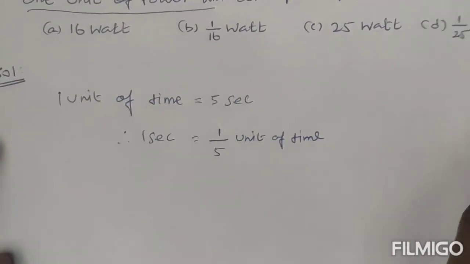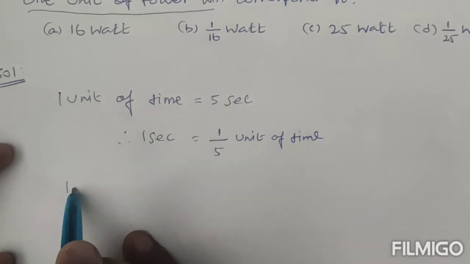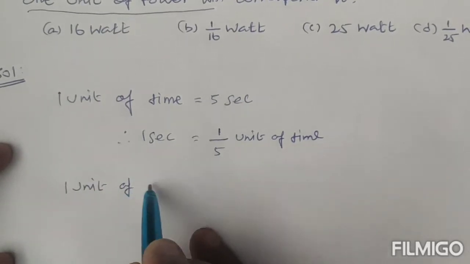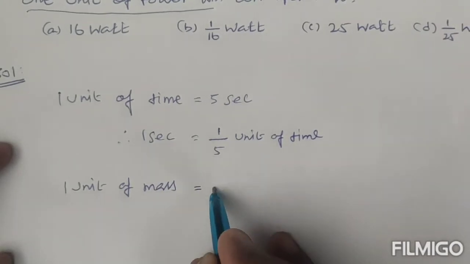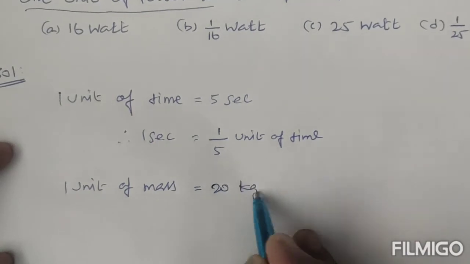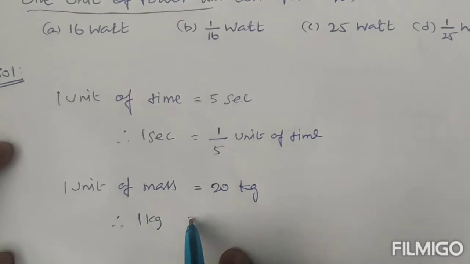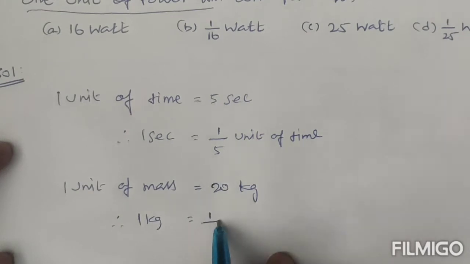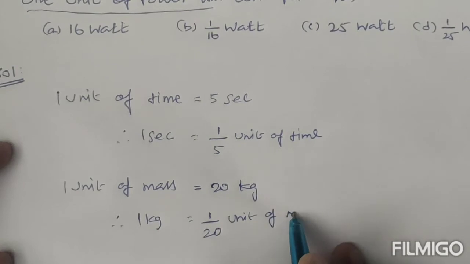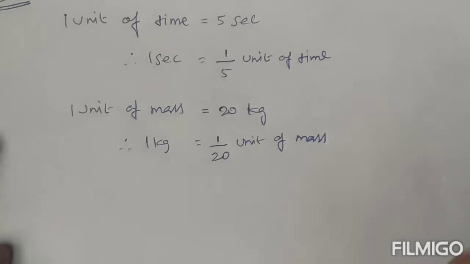Next I can write the next given information. 1 unit of mass is 20 kilogram. 1 unit of mass is equal to 20 kilogram. So again, what about 1 kilogram? 1 kilogram is equal to, the 20 moves this way and becomes division. So 1 divided by 20 unit of mass. Like that.